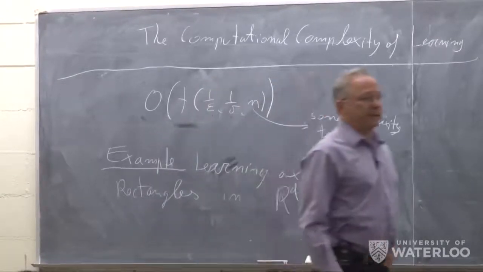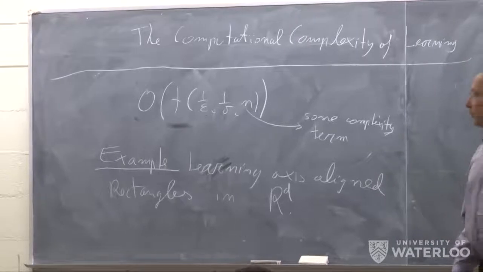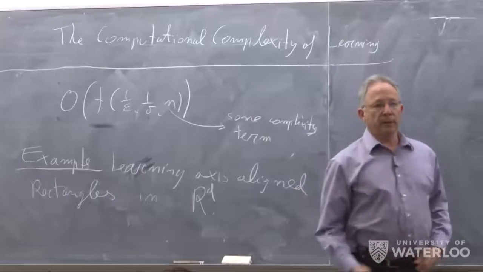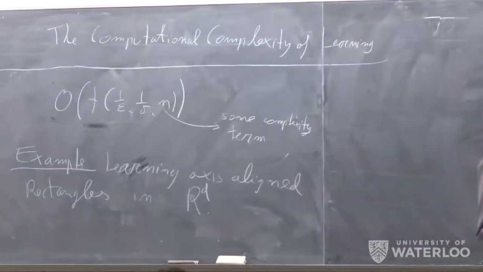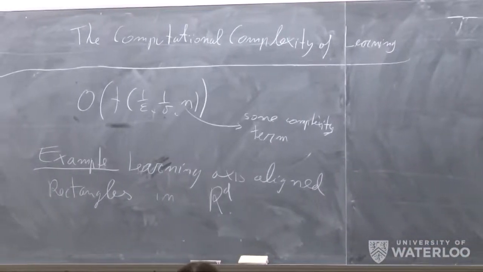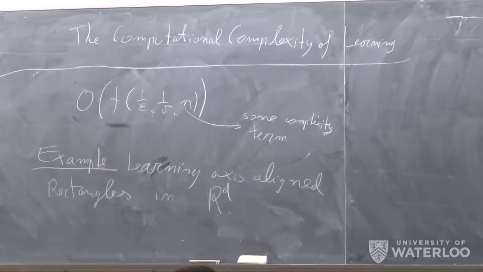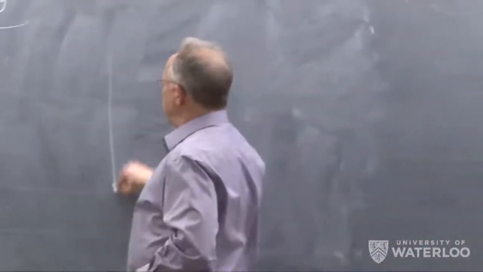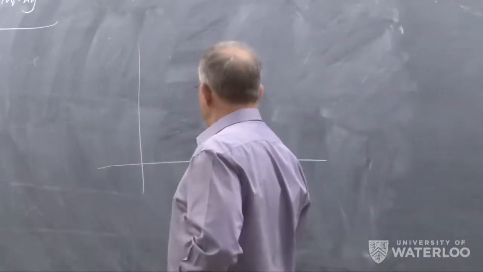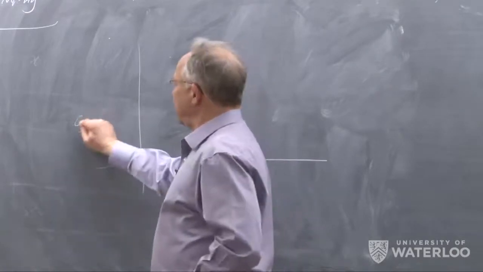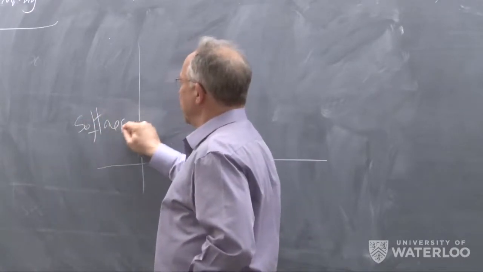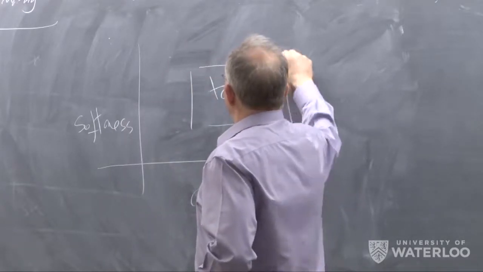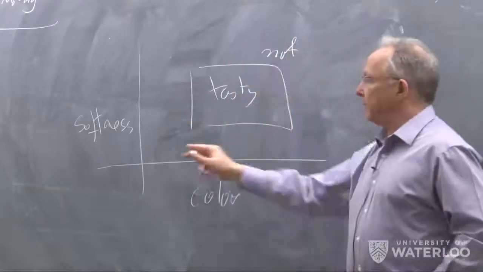So we wanted to analyze in this respect the complexity, where my parameter here is going to be D, which is a good parameter for the complexity of learning such a thing. What does it mean to learn rectangles in R^D? It means that, say, in the papaya examples, I have here color, and I have here softness, and I'm trying to predict whether the papaya is tasty or not tasty by a rectangle in these two parameters.